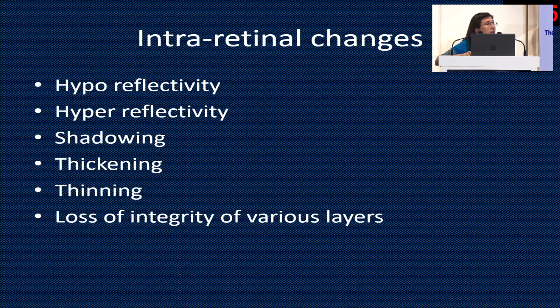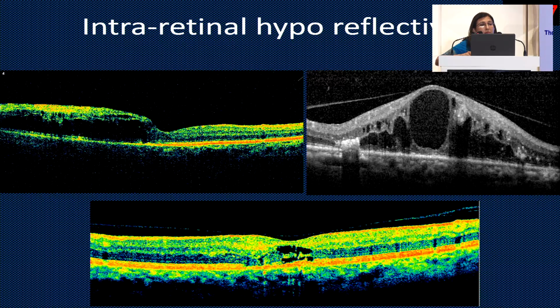Next comes the intraretinal layer. So what are the changes that we see here? Mostly the hypo and hyperreflectivity patterns, then overall thickness of the layers, and then the integrity of the retinal layers. Now coming to hyporeflectivity, whenever you see hyporeflectivity, you will see dark black areas. Usually they will indicate fluid. That is edema.